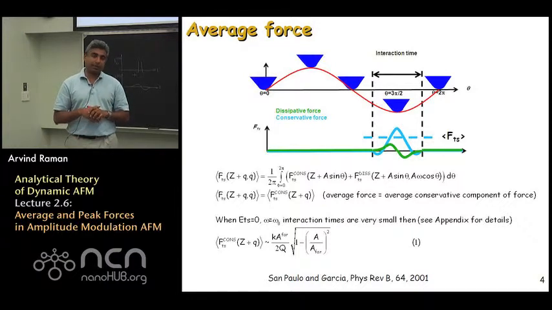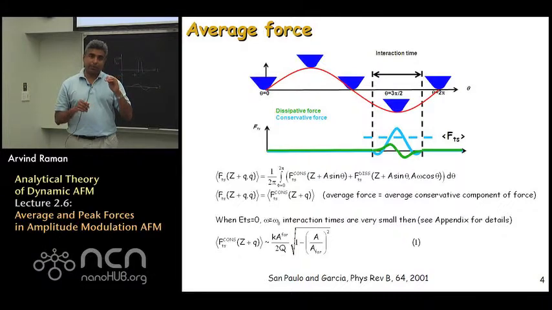So what I've shown here is one cycle of oscillation of the probe tip of our point mass oscillating model. And just underneath that, rather, I've sketched out the interaction force history that the tip experiences as it oscillates and interacts with the sample.